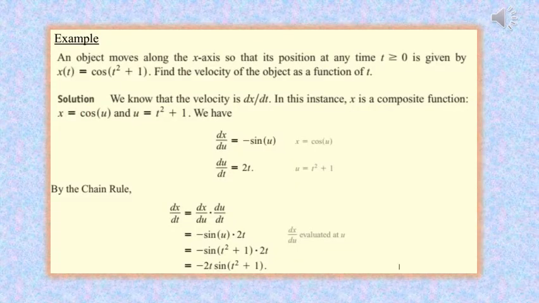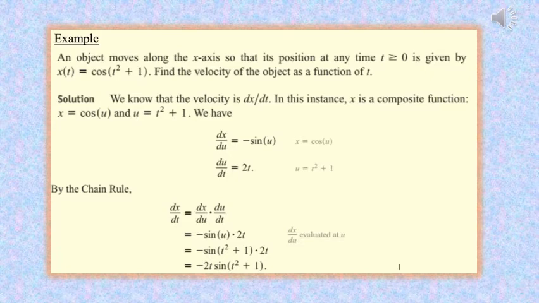In this example, we have an object that is moving along the x-axis, so that its position at any time t greater than or equal to 0 is given by x of t equals cos of t square plus 1, and we want to find the velocity of the object as a function of t. We know that x of t is the position and velocity is the derivative of the position, dx by dt. Basically, in this example, we want to find the derivative of this function.